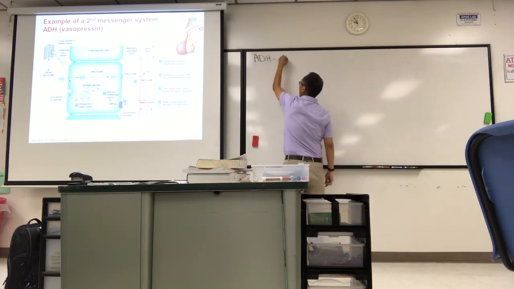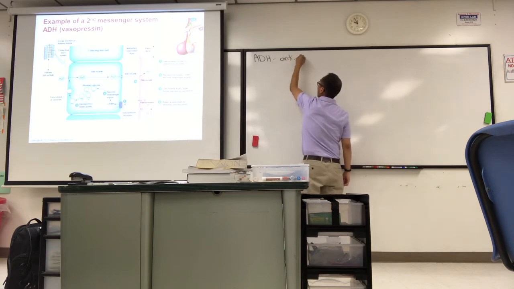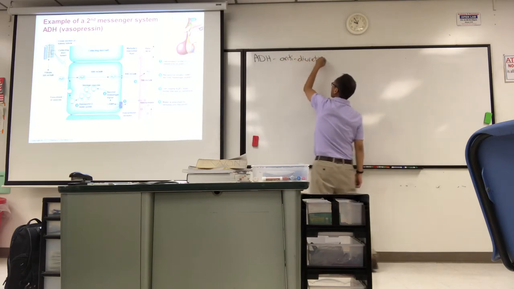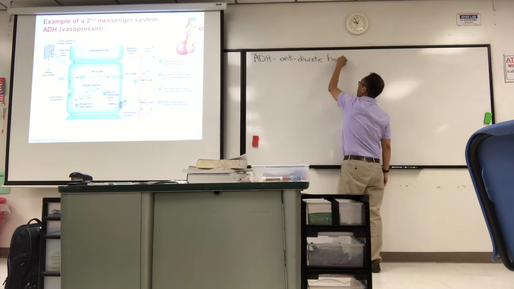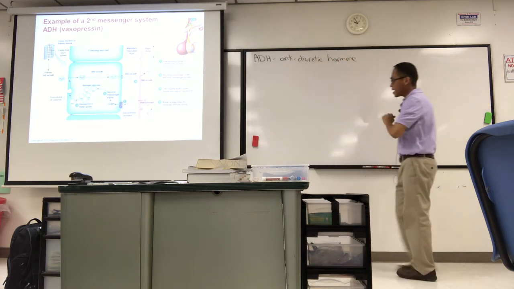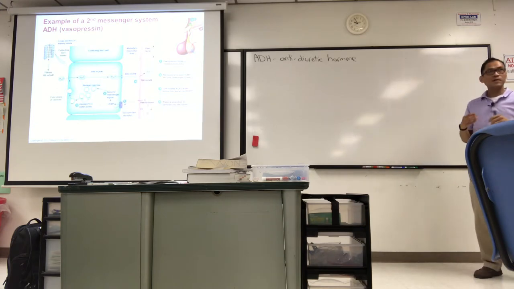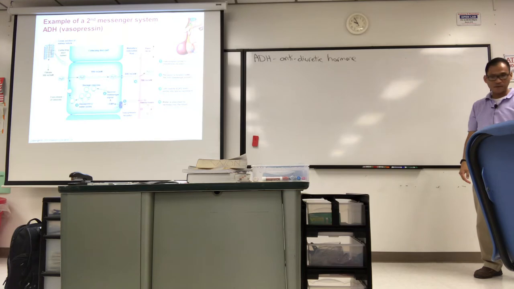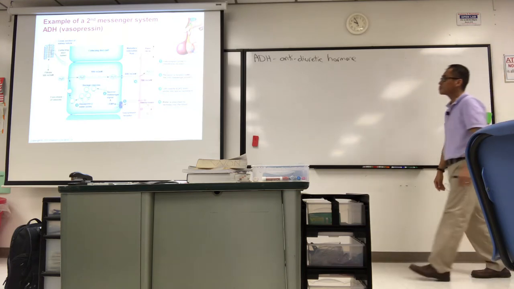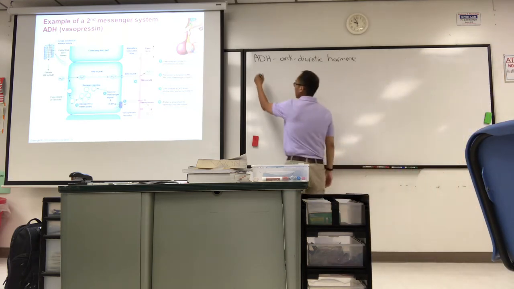which stands for anti-diuretic hormone. The name is descriptive. In physiology, a diuretic increases your urine output. So what do you think an anti-diuretic does? Decreases it, yeah. And so this imbalance that you're correcting for is dehydration. Maybe low sodium, primarily.